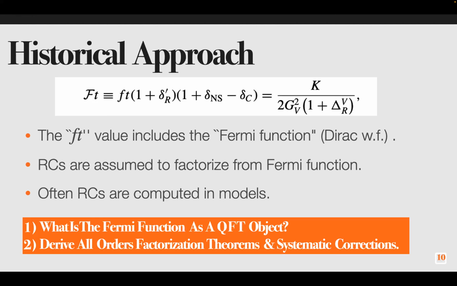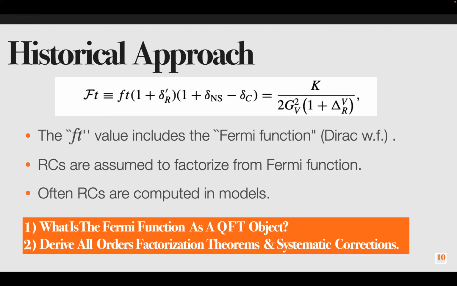Yeah. Good. So once again, this is, if you like, a convention, but delta NS is nuclear structure dependent corrections. Delta R prime should depend on just the point-like properties of the nucleus, and delta NS might depend on, for instance, the nuclear radius.